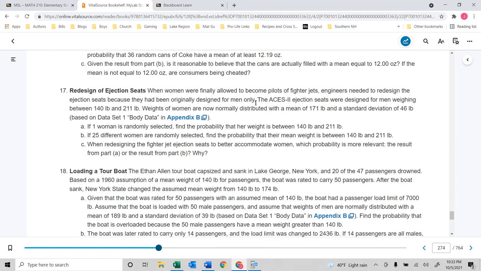But here's the last question. When redesigning it, which one's more important? Well, actually part A, because 25 women don't sit in that seat. One woman does. And one woman is only 55% likely to be between that. Now, when I start averaging women, obviously the mean is 171. Yes, some women weigh exactly 171, but a lot of women are going to be less than that or more than that. They're going to go each way. So the chance of an individual woman being between that is actually only 55%.